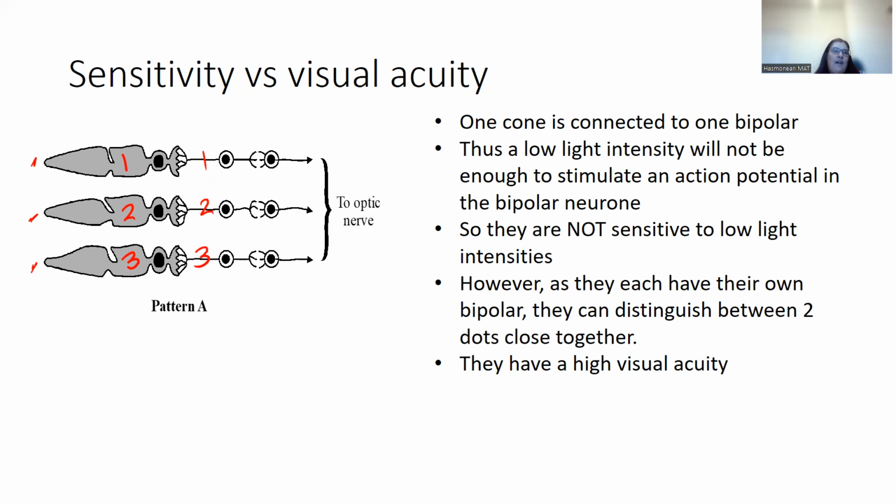So the advantage of having one bipolar to one cone is you have good visual acuity. The negative is that you have poor sensitivity. The advantage to rods of having 3 rods to one bipolar is that you have greater sensitivity. You can sense low light intensities. The disadvantage is you have low visual acuity. So you can't have both at once. You need to be aware of which one you are talking about.